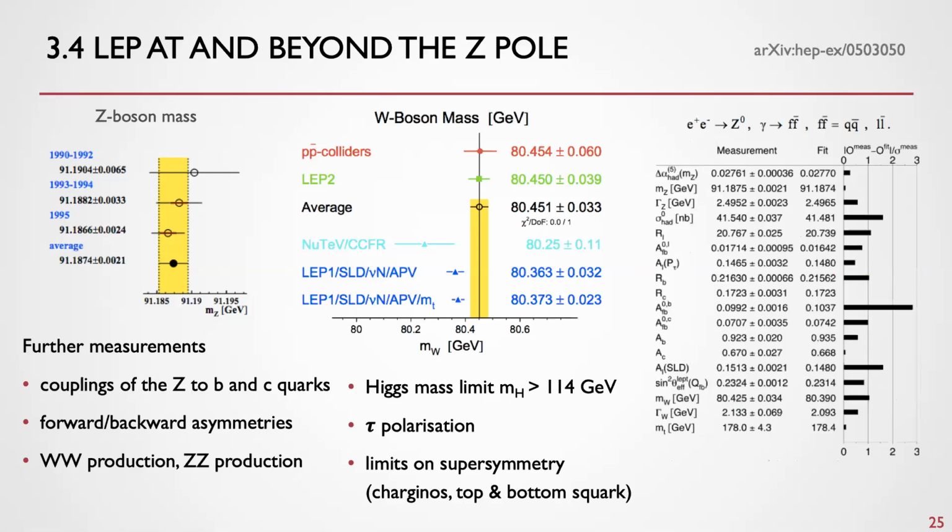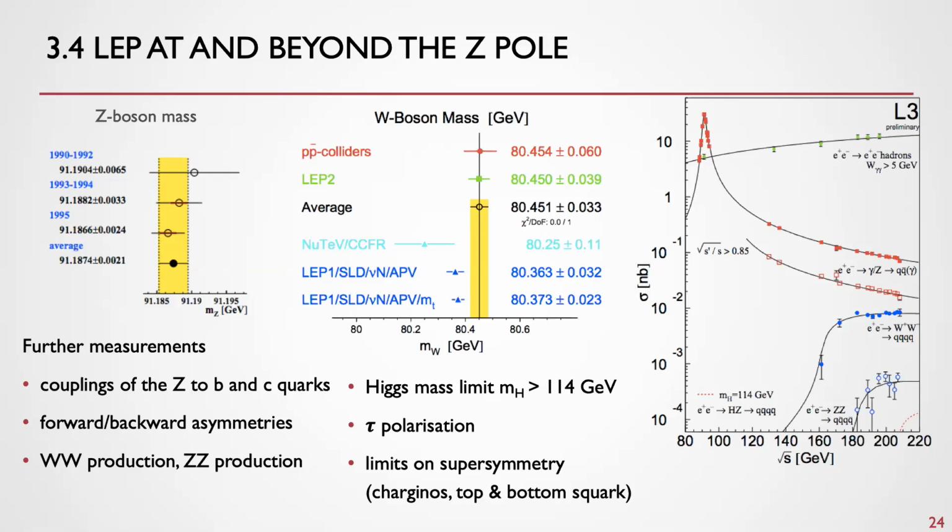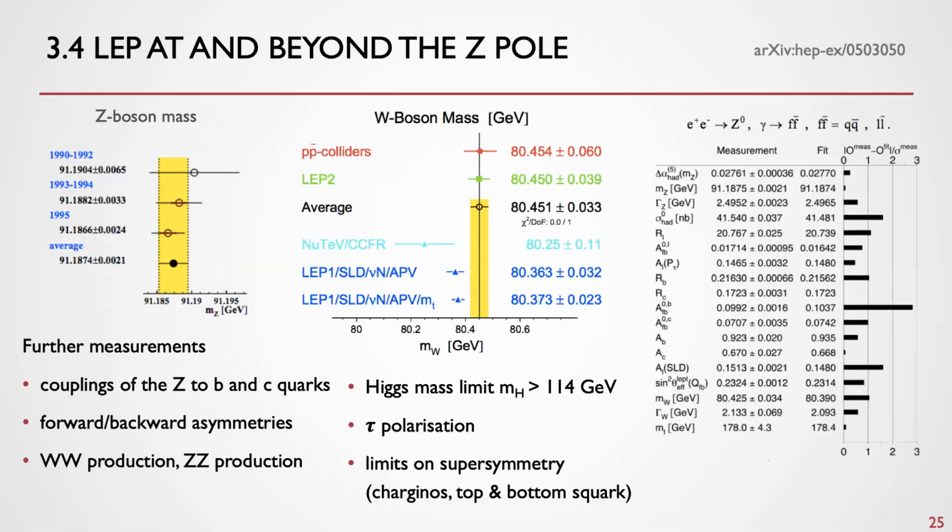Okay, I will only speak one more minute. There are more results here from LEP at the Z pole. We already had the mass of the Z boson with very high precision, the width of the Z boson, that third line here, it constrains the family of neutrinos. Here are asymmetry measurements, forward-backward asymmetry, the mass of the W, and other quantities.